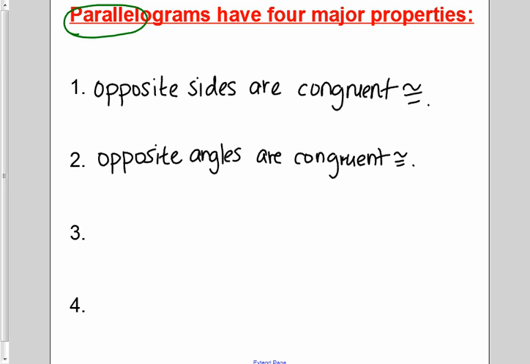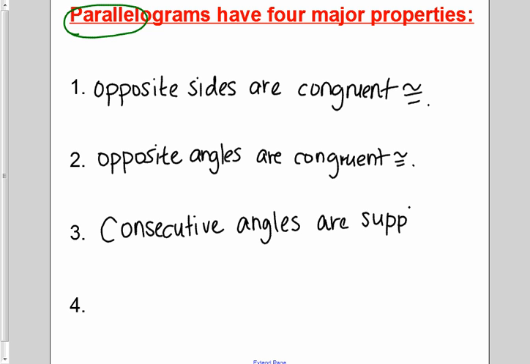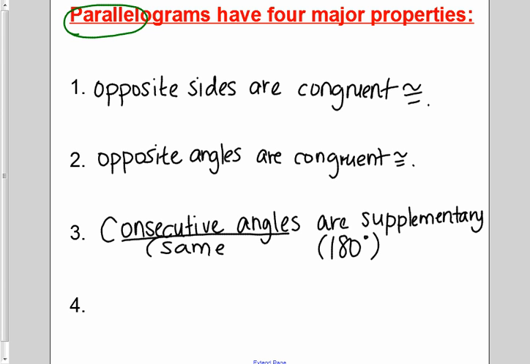Then we also have this property, consecutive, and you've heard of this before. Consecutive angles, you remember these from parallel lines and transversals, right? Are supplementary. So remember, supplementary means that they add up to 180. So this is more focusing on the same side. Consecutive angles, same side.